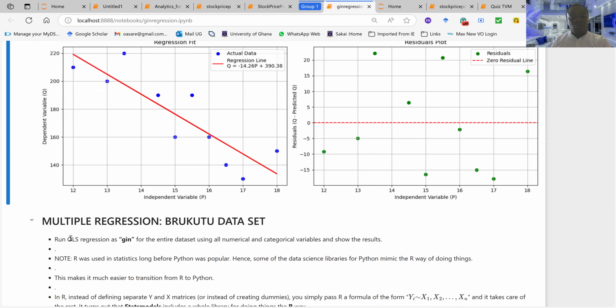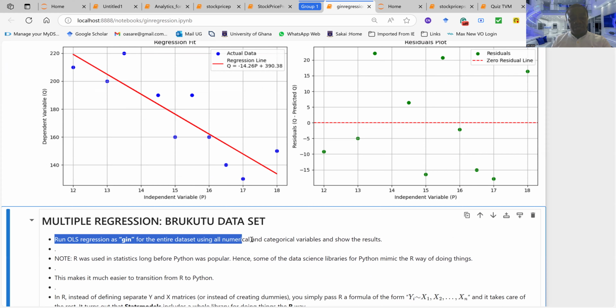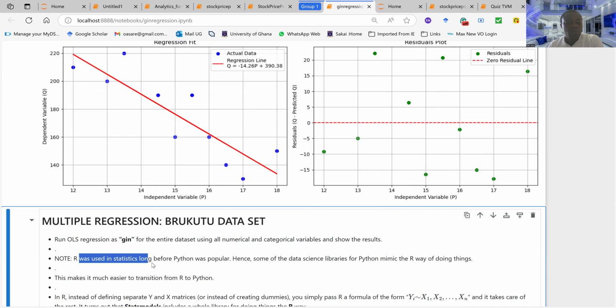So the first thing we are going to do is to run the OLS regression on the gen. But here is something. I'm not going to use Python code. I'm going to use R code, but in Python. This is a very unique thing to do because R was used in statistics long before Python was popular. I love using R software. But Python is something you guys have started, so I decided to follow suit. But R gives you a beautiful understanding of things than Python would do.